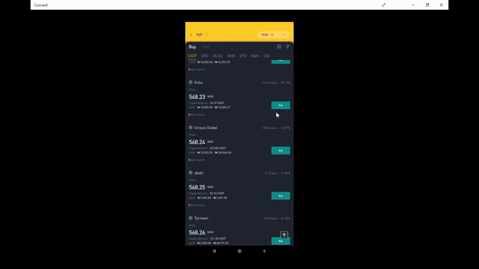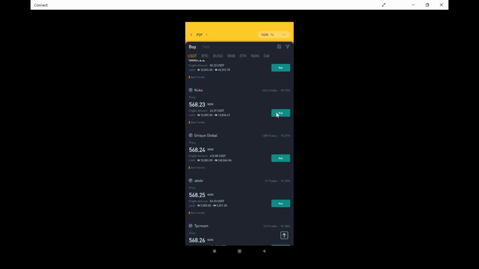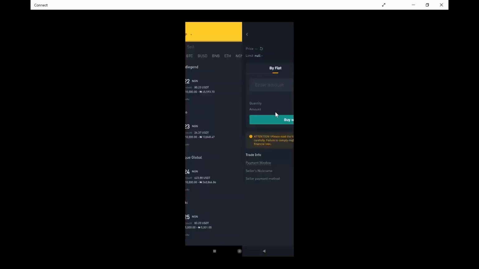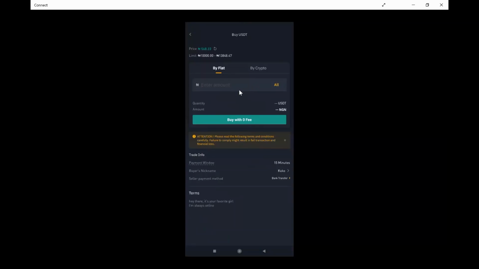Now, once you click on buy, it takes you to this page. On this page, you have buy fiat, buy crypto. You just come here and you see this enter amount. Now we want to buy USDT and we're paying in Naira, right?